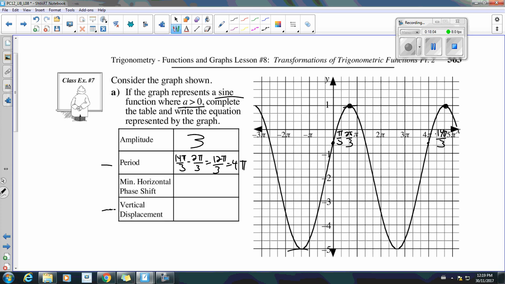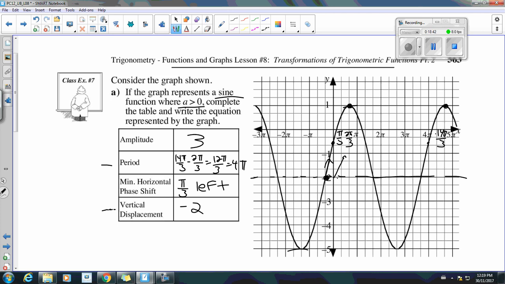Then for the phase shift, the sine graph usually starts at its midpoint and goes up. You can also think of what the maximum is, but we know that this is the midpoint. If we look at the values, this is where we go up. So usually our sine graph starts at the midpoint and goes up. So this means we've got pi/3 units left. The vertical displacement cuts everything in half. So it would be -2.